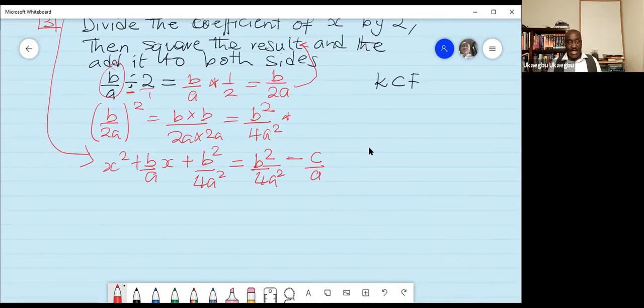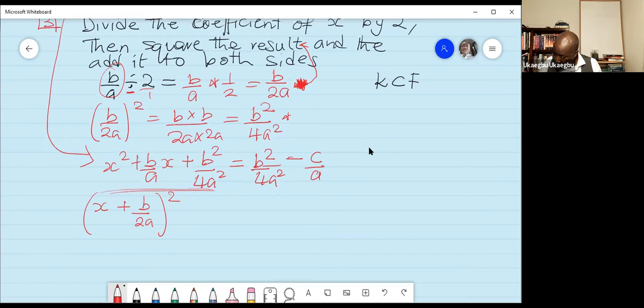Okay, so now our role right now is to simplify. From what we have just done, we have created a perfect square on the left side, and then we have to simplify the right side. So now what is the perfect square on the left side? Here's the perfect square. This is very, very important. So just say x plus b over 2a whole squared. That's a perfect square right there, because when you open this parenthesis, it's going to give you this one.